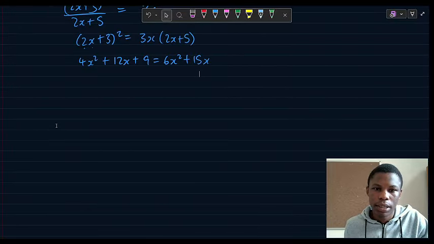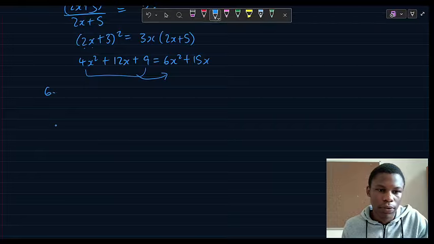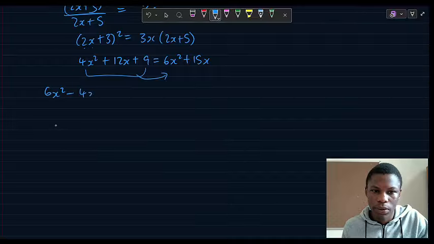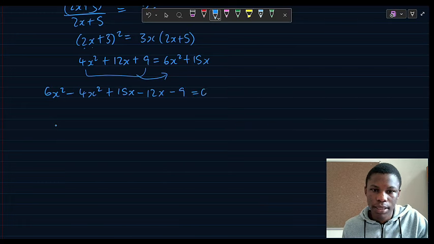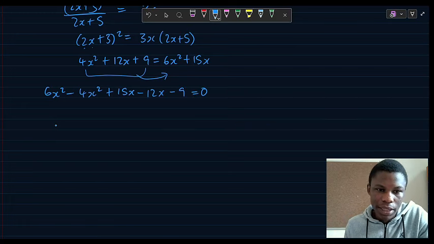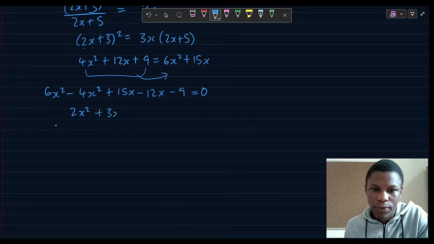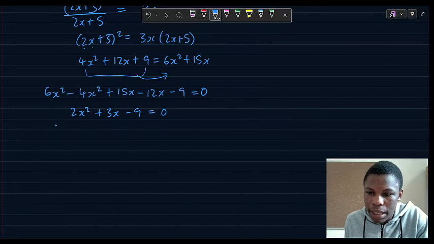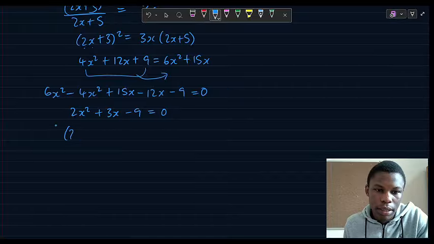All right. And now let's move everything to the right. So we've got 6x squared minus 4x squared plus 15x minus 12x minus 9 is 0. So that's 2x squared. Then 15x minus 12x, that's a positive 3x. Minus 9 is equal to 0. And can we factorize this? That's a great question. I think we can.